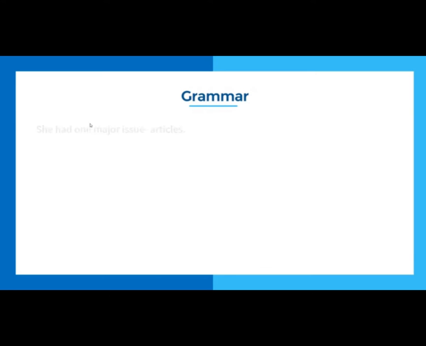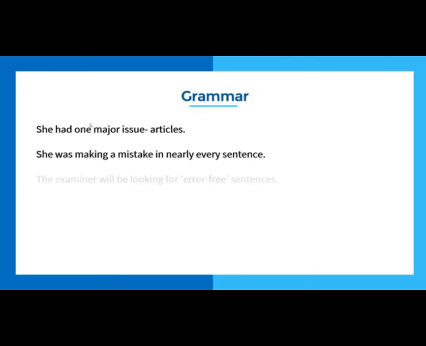So you might have noticed that she had one major issue, which was articles. Nearly every sentence had an article mistake in it. And that was a big, big problem because the examiner will be looking for error-free sentences. The more error-free sentences you have, generally, the better your grammar score is going to be. So if you look at a typical essay, you'll see multiple articles. So if you are struggling with articles, then you're going to have a major issue. But this was her problem.